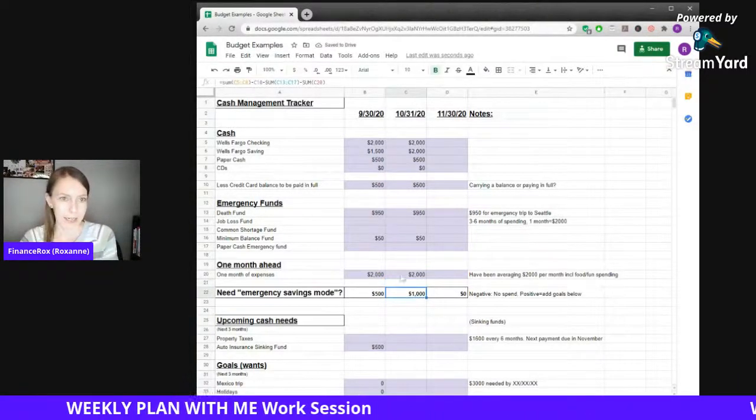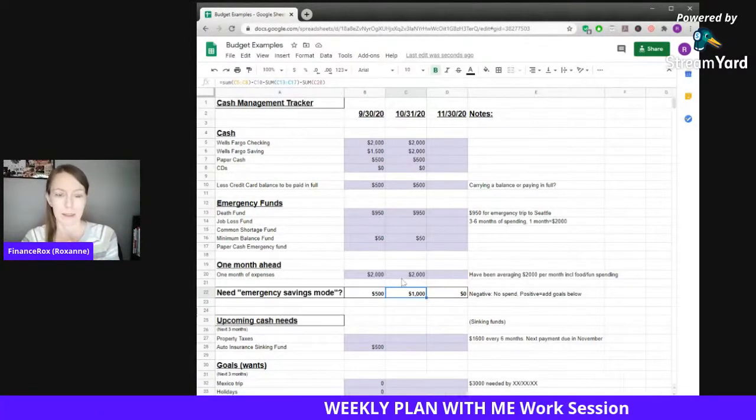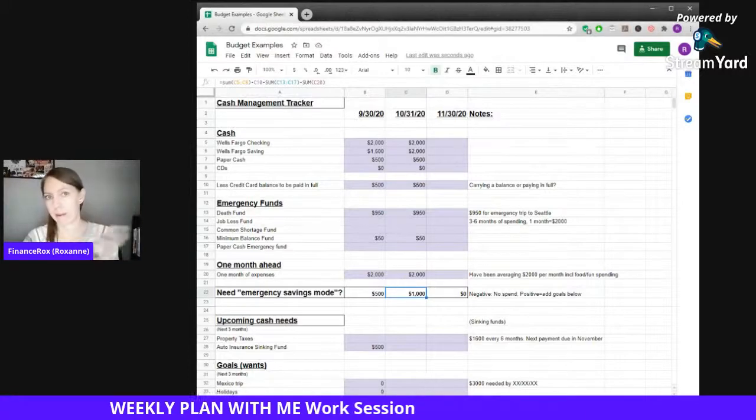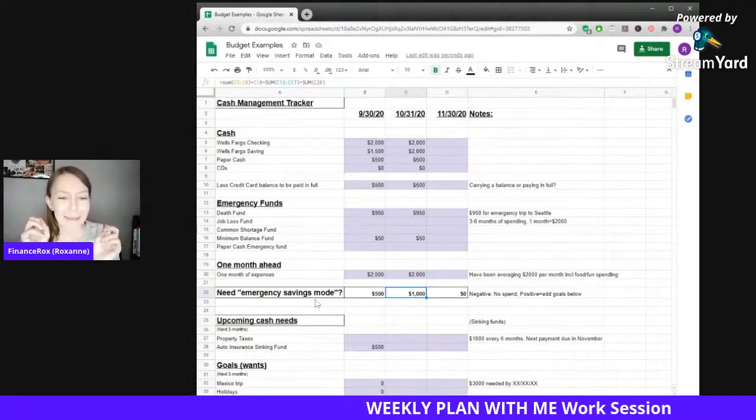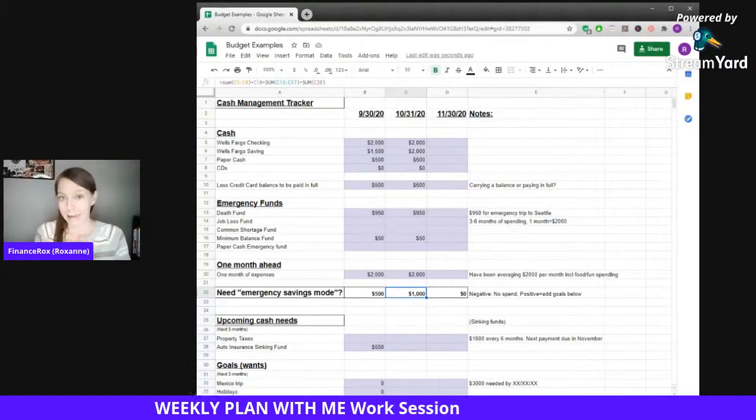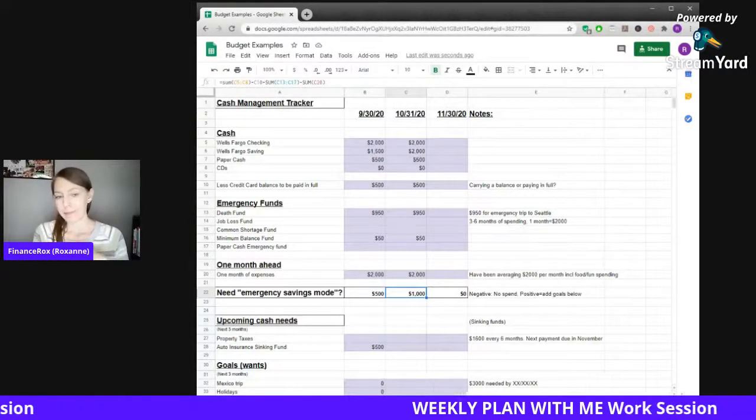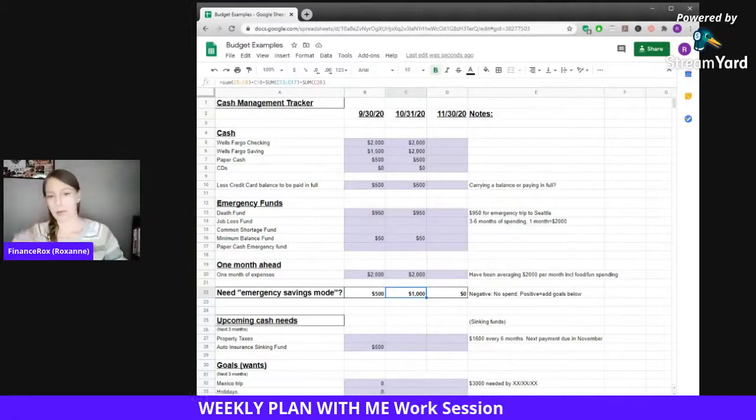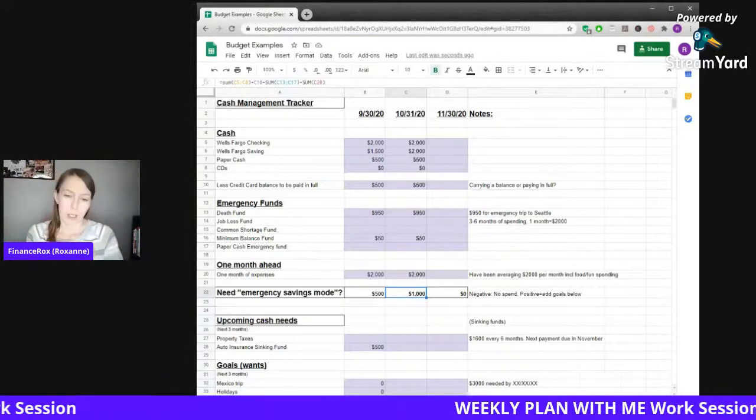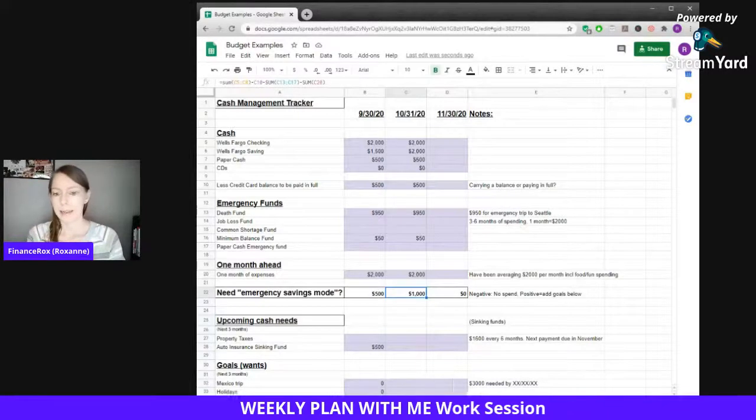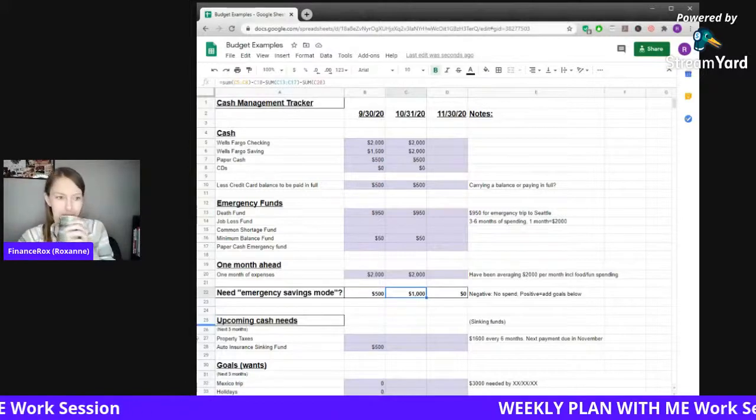So the formula on here is cash minus credit cards minus emergency funds minus 1 month set aside for being 1 month ahead with your spending. Now it says, do I need emergency savings mode? If this number was negative, that would be my signal to myself that I need to just stop spending money. Now if you're doing a budget, maybe you don't necessarily need to do the 1 month of spending in here. So it kind of depends on how you want to do it. This is just how I did it, and how I think it's helpful for tracking cash on hand.